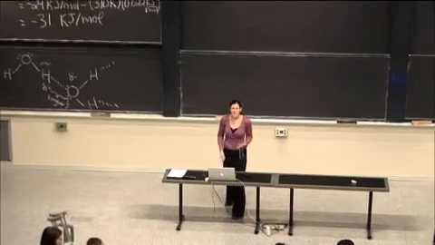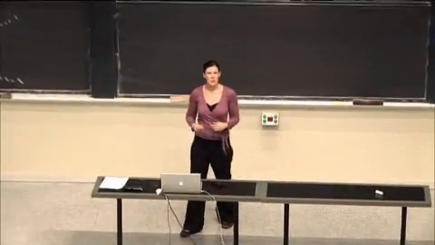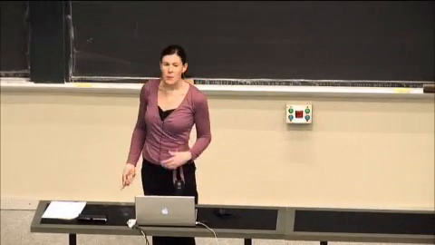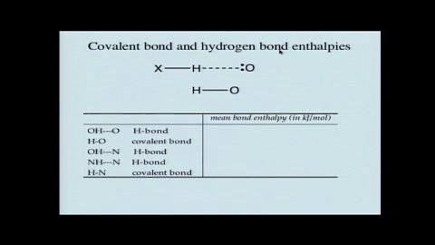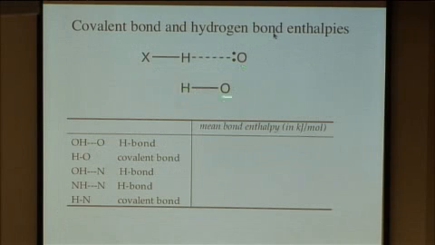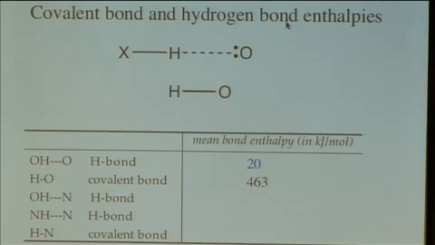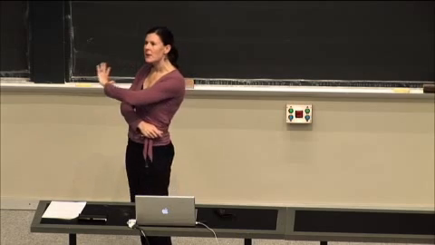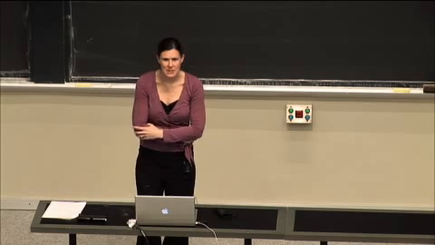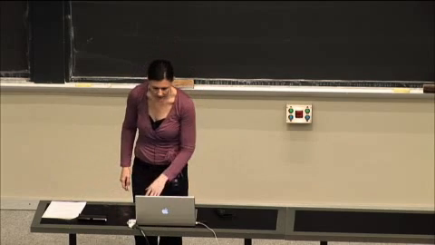All right, so let's talk a little bit about these hydrogen bonds in terms of their bond enthalpies. I said that they were weaker than covalent bonds, so let's look at a few comparisons. We can look at an HO hydrogen bond versus an HO covalent bond. What we find is that the bond enthalpy is 20 kilojoules per mole for a hydrogen bond versus 463 kilojoules per mole for a covalent bond. So we're not talking about just a little bit weaker. We're talking about much, much weaker for the hydrogen bonds here.